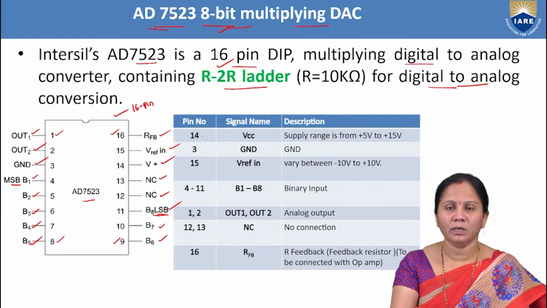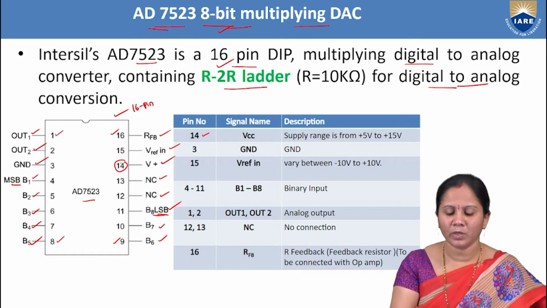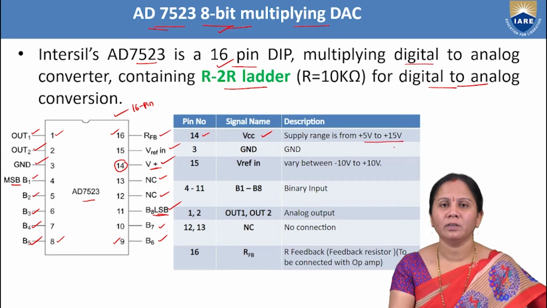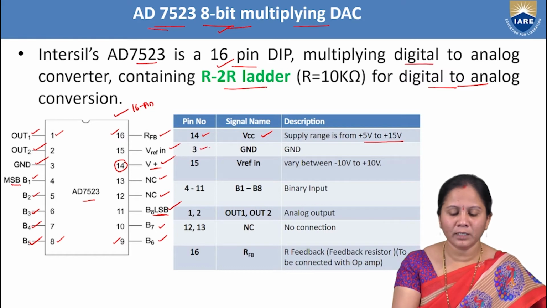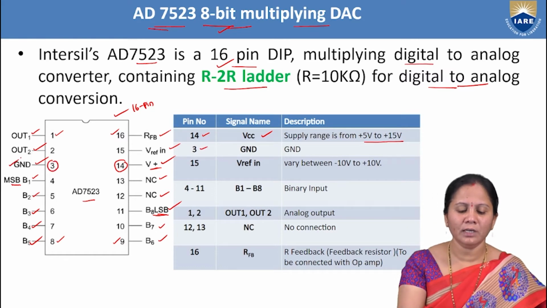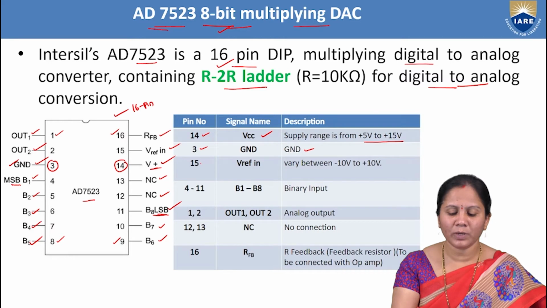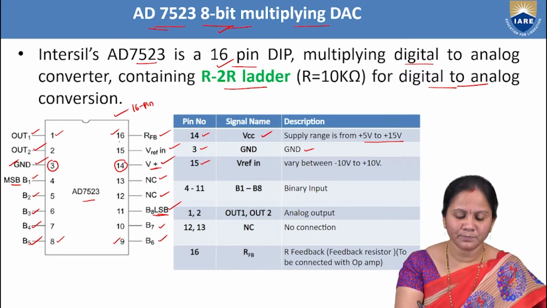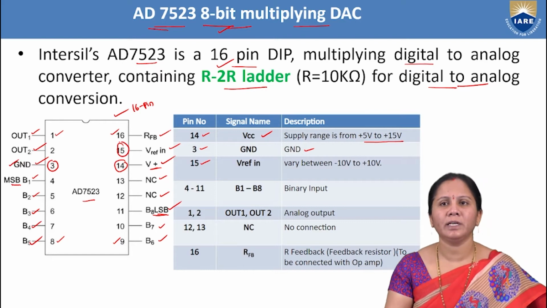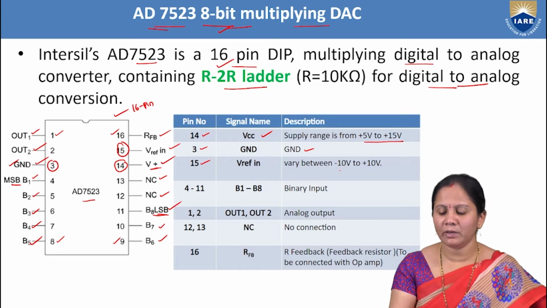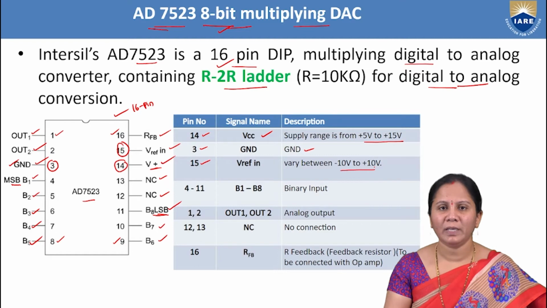If you see all the pins, the 14th pin represents V plus. It is nothing but VCC, the positive power supply. The positive power supply should be within the range plus 5 volts to plus 15 volts. The third pin is the ground pin, the ground connection for this AD7523 IC. The next one is the 15th pin, which indicates VREF. That means it is a reference voltage, and it should vary in the range minus 10 volts to plus 10 volts.